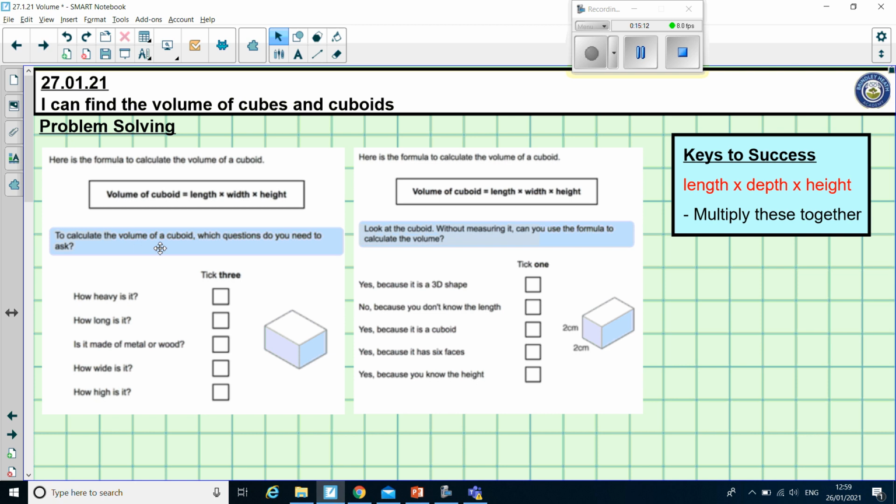Okay, to calculate the volume of the cuboid, what do we need to ask? Right, do we need to know how heavy it is? Do we need to know how long it is? Do we need to know if it's made of metal or wool? Do we need to know how wide it is? Do we need to know how high it is? Alright, the question says tick 3, so pause the video, see if you can work out which 3 we need to tick.